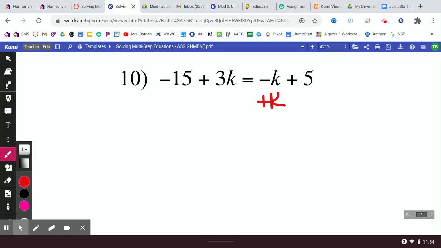Good. So we're going to add K and add K. And we're not moving that 15 yet, so I'm just going to drop it down. 3K and 1K is 4K. And then our -K and K are gone. That's what we wanted. So we're left with 5. Now what?